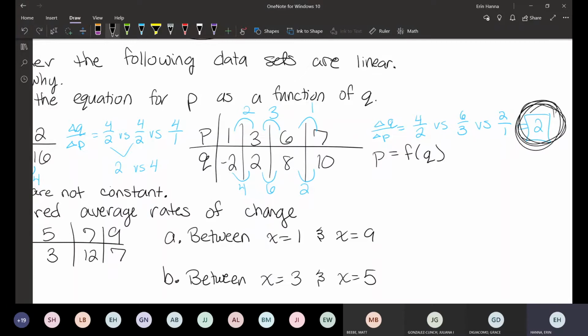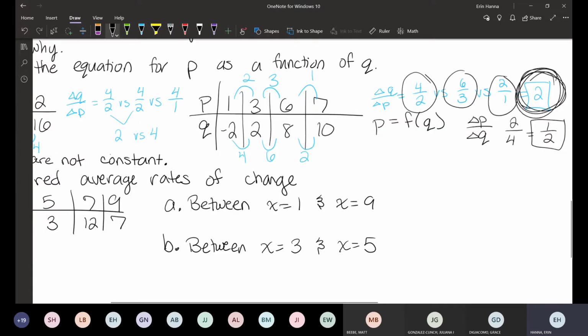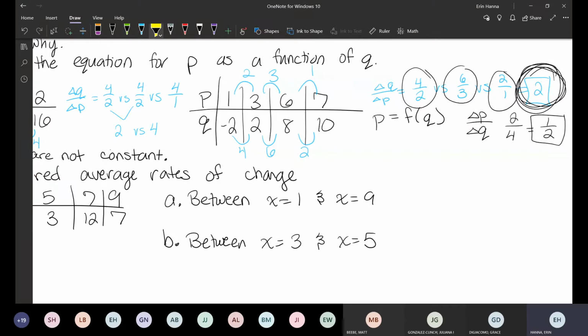So since I want P as a function of Q, that means that my P values are acting as my Y's, so I actually need change in P over change in Q as my slope. Well, I can take any one of these that I want, and just essentially flip it over. So say I take that first set, the 4 and the 2, so the change in P was 2 and the change in Q was 4. So the slope that I'm going to work with is 1/2. Does that make sense? Okay. So the slope I'm working with was 1/2. So once I have my slope, I get to pick whichever one of these points makes me happy.